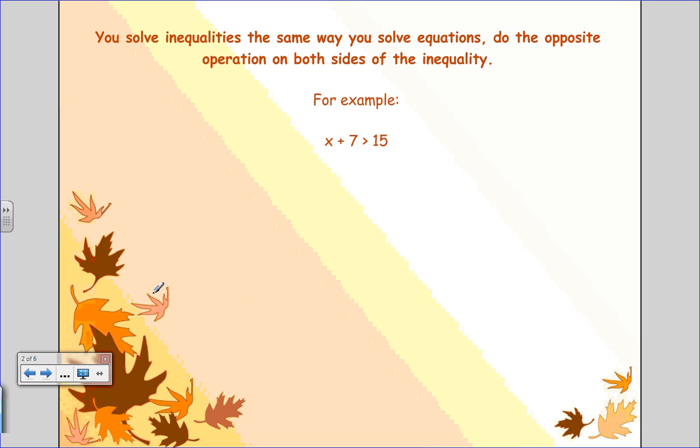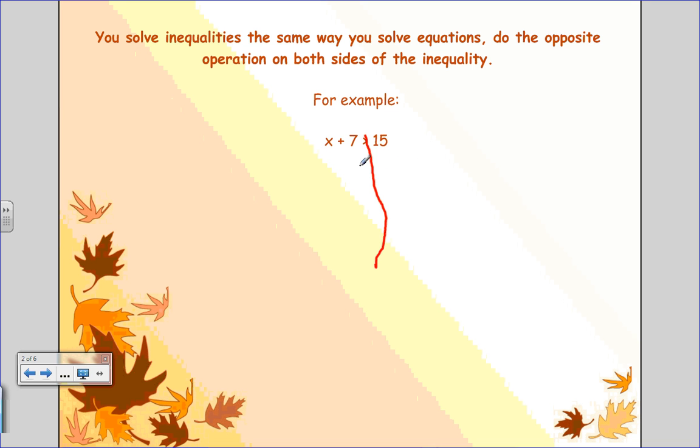Now we're actually going to talk about solving these. Okay? To solve inequalities, you do the exact same thing as you did for equations. You're just going to do the opposite operation on both sides of the inequality. Again, I need to keep this balanced. Even though it's not an equal sign, I still need to keep this balanced. Whatever I do on one side, I'm going to do on the other.